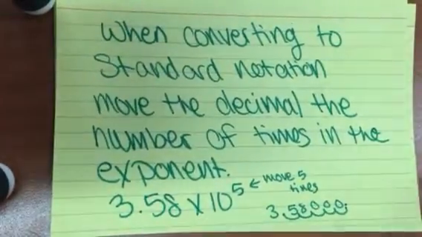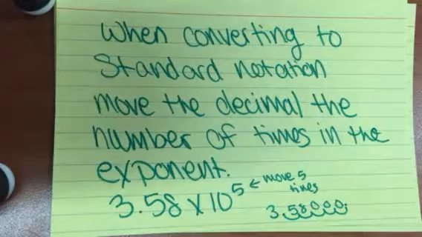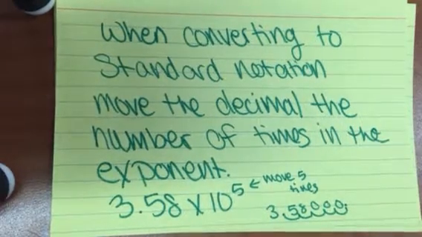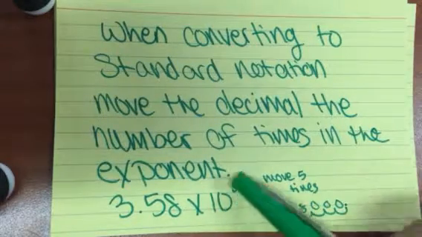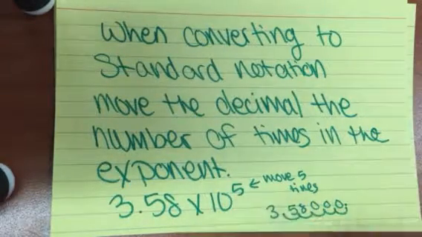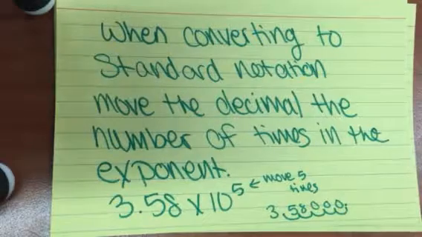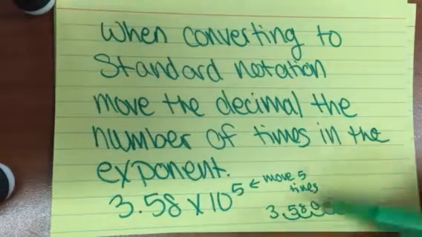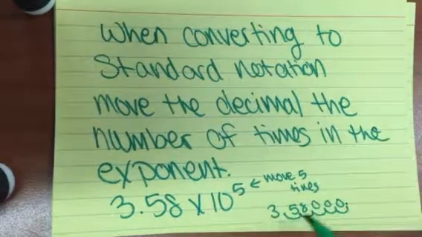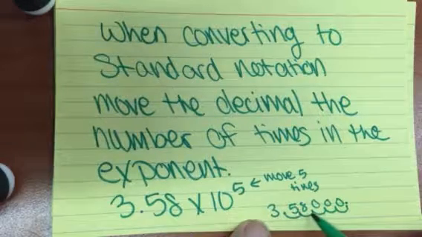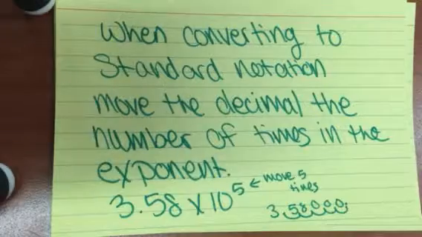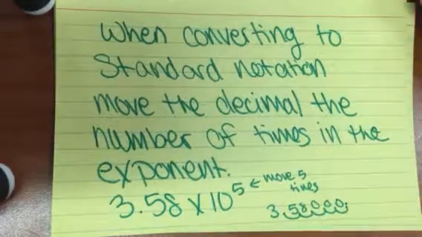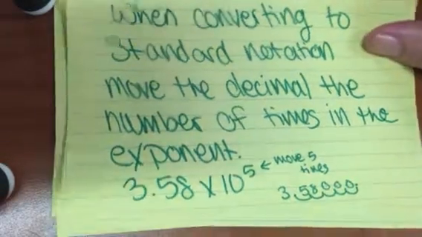So when I'm converting from scientific notation, I'm going to move the decimal the number of times in the exponent. You're going to see here I've got an exponent of 5. That means I'm going to move my decimal 5 times. So you'll see I've done this here for you. If I had the 3.58, I'm going to go 1, 2, 3, 4, 5, and I moved my decimal 5 times, making it 358,000.